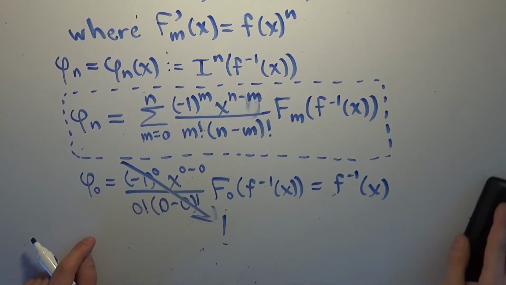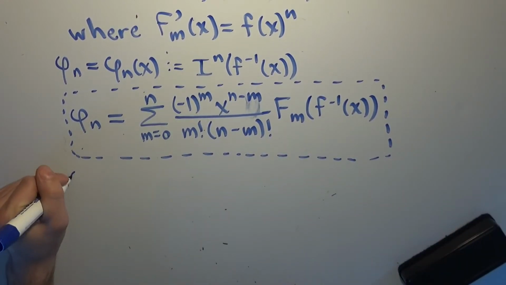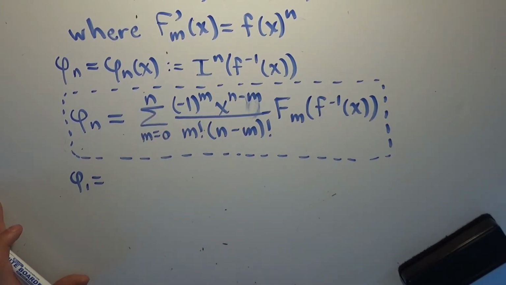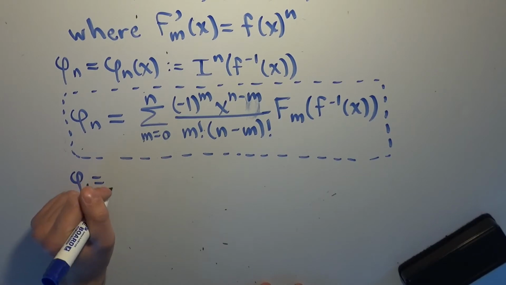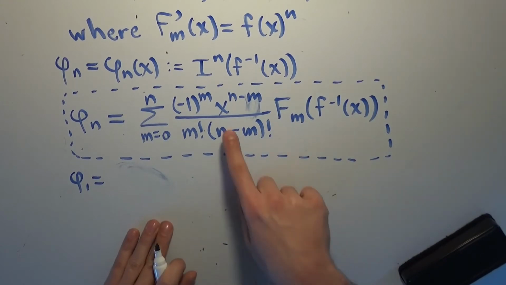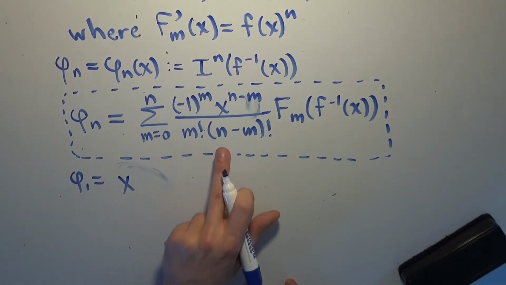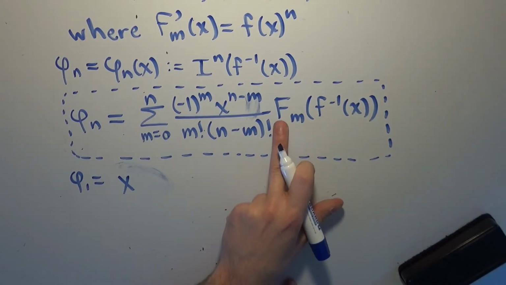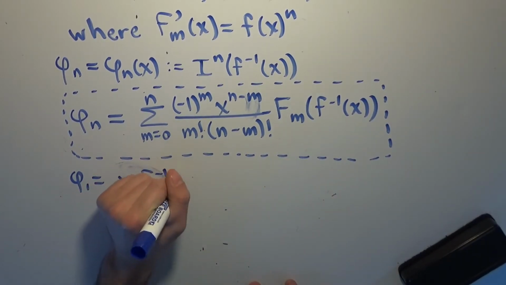Now, we don't technically have to prove Phi1 now, but I'd like to show you that it does in fact work. So Phi1 would have to be two terms now, because we're adding from m equals 0 to n equals 1. And so this is going to be, starting off with m equals 0, negative 1 to the power of 0, which is 1, and then x to the power of 1 minus 0, which is x, divided by 0 factorial times 1 factorial, which is both 1. And then we multiply by big F0 of f inverse, which we just saw is simply f inverse of x.